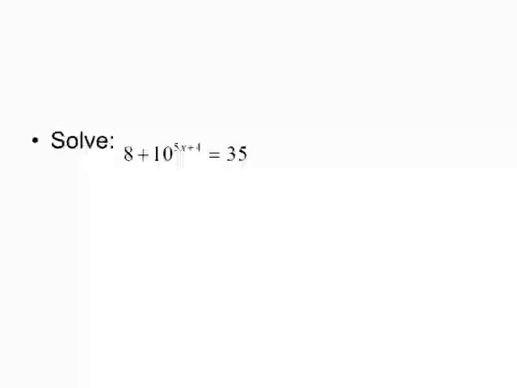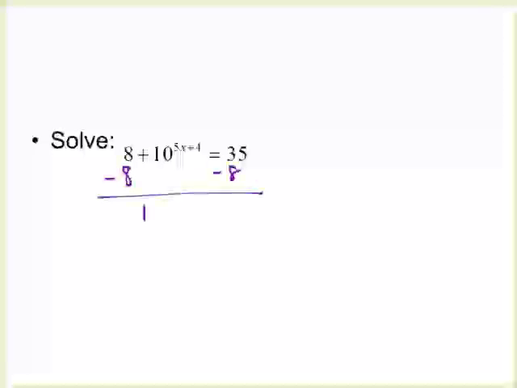What's our first step on this one? Subtract the 8. Get the base and exponent part alone. Then we cannot write 10 and 27 as the same bases, so we need to take some sort of a logarithm. What sort of a logarithm should we take? The common log. We have a base of 10.